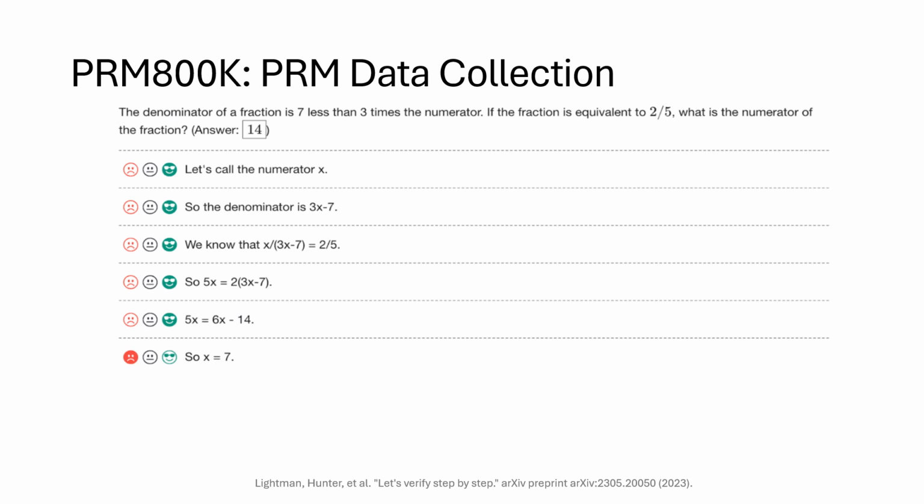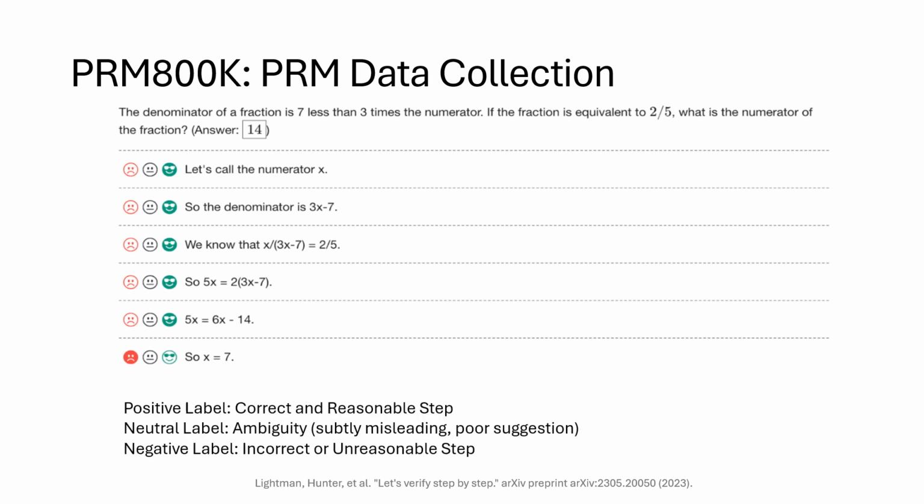So we present the human with the math question, we present the ground truth answer, and we split every reasoning step generated by the language model, and we ask the human to annotate with three labels. The positive label, the green one here, is saying the current step is correct and reasonable. The neutral label, this black one, is the ambiguity label. This means this step is not necessarily wrong, but it is potentially subtly misleading, and it might be a poor suggestion.